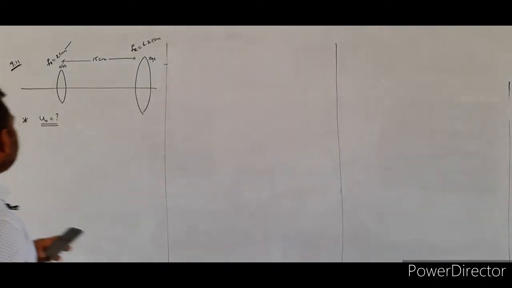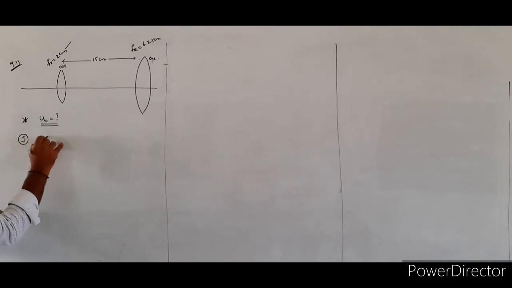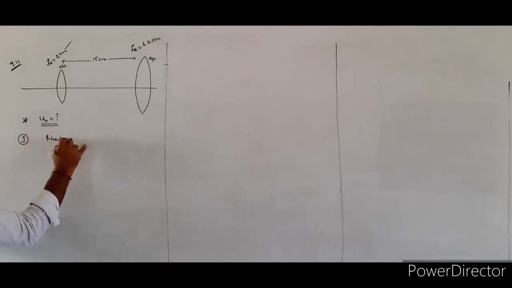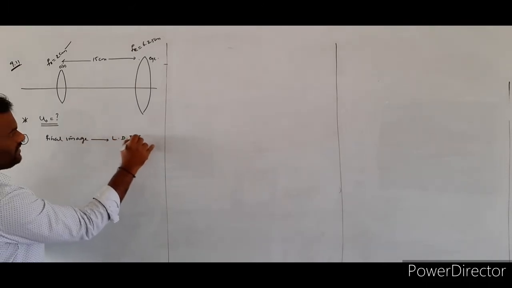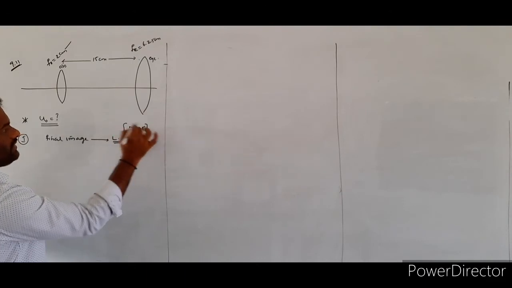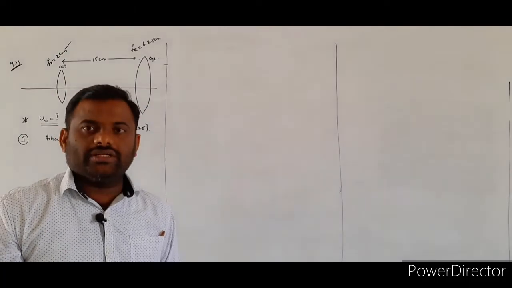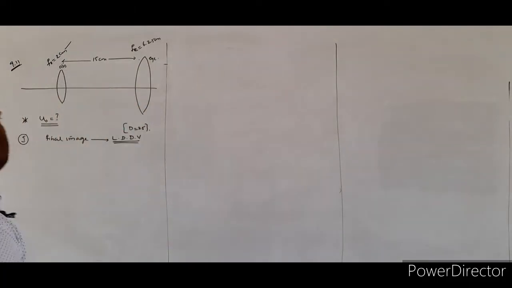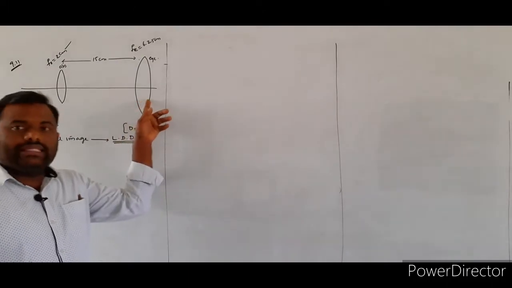So here I consider the first case: the final image will be formed at the least distance of distinct vision. The final image distance value is equal to 25 centimeter, as was mentioned. Now, the final image will be produced by whom? The final image will be produced by the eye lens.